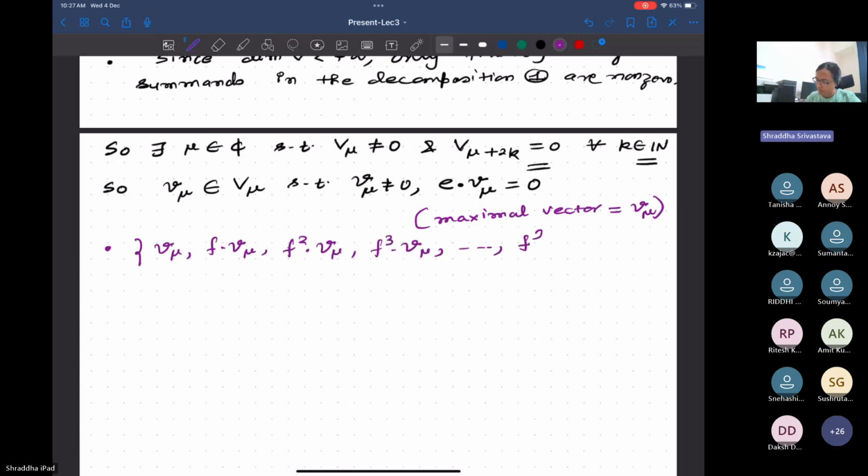So can this be infinite? I mean, can this set of vectors be an infinite set? And if not, then why? So the reason is that your V mu lies in the space V mu, this lies in V mu minus 2, this lies in V mu minus 4. You can continue this.